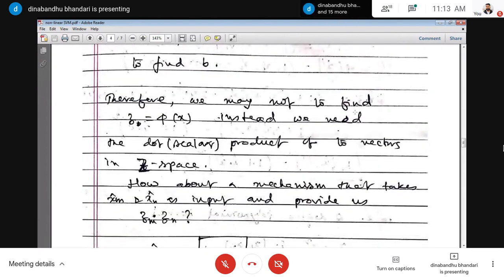therefore we may not find z equal to phi x. Instead, we need the dot product or the scalar product of vectors in the z space. Okay. How about a mechanism that takes xm, xn as input and provides us zm dot zn? That means you can find a technique that will take xm and xn as an input, and you will get the dot product of two vectors in the transfer space.